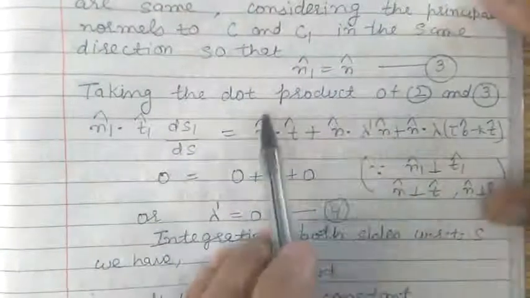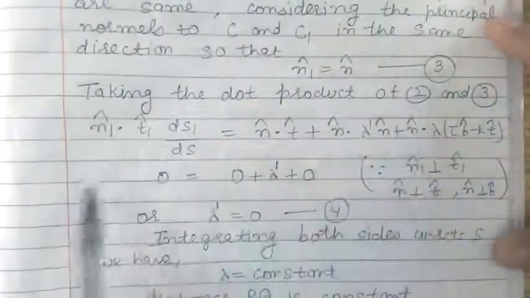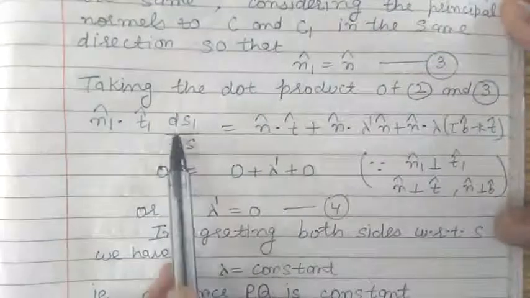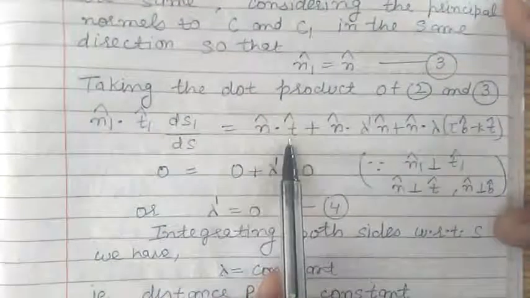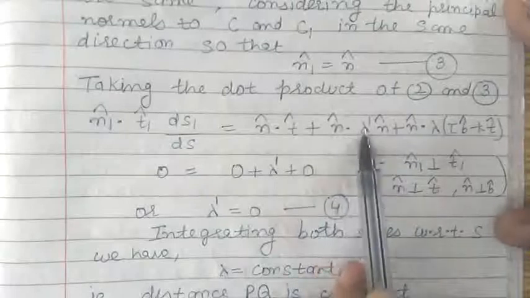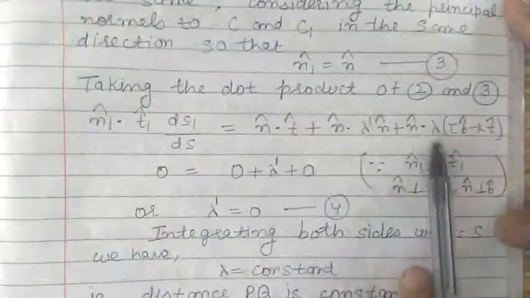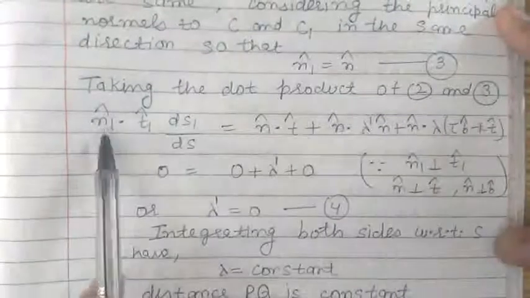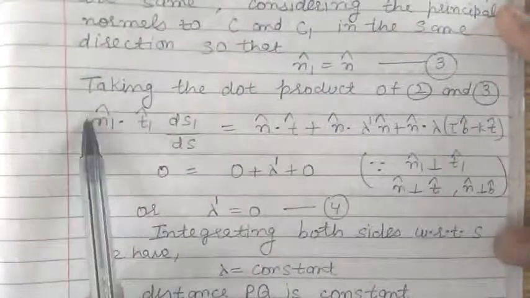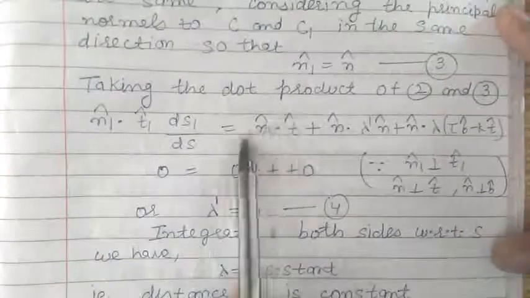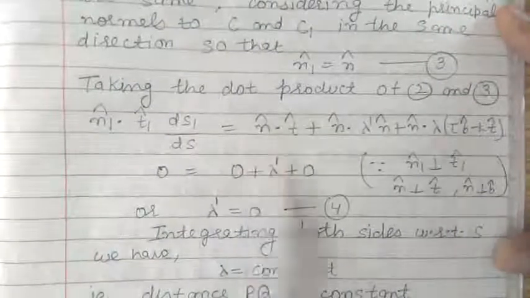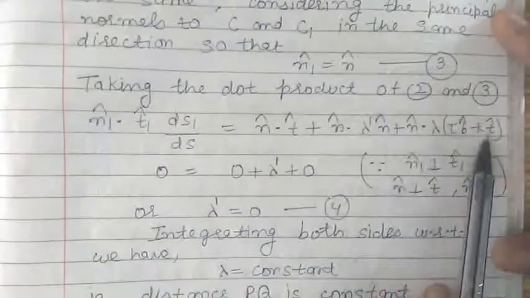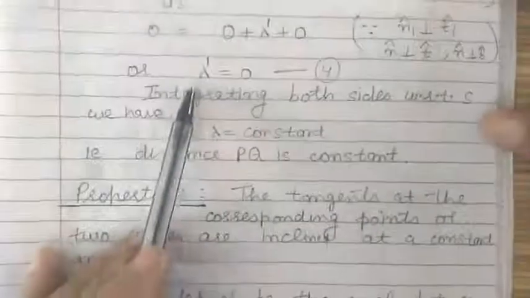So now taking the dot product of equation 3 and equation 2, we get n1 cap dot t1 cap into ds1 by ds is equal to n cap dot t cap plus n cap dot lambda dash into n cap plus n cap dot lambda into tau b minus kt. Now because the vectors n1 and t1 are perpendicular, this term will vanish. N cap and t cap are perpendicular, so this term will also be 0, and also n cap and b cap are perpendicular vectors, so n cap dot b cap will also be 0, n cap dot t cap is 0. So from here we get lambda dash is equal to 0.